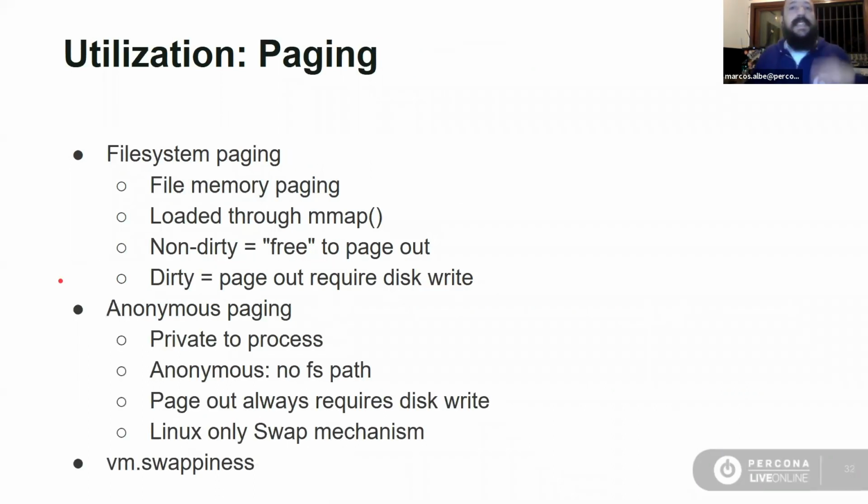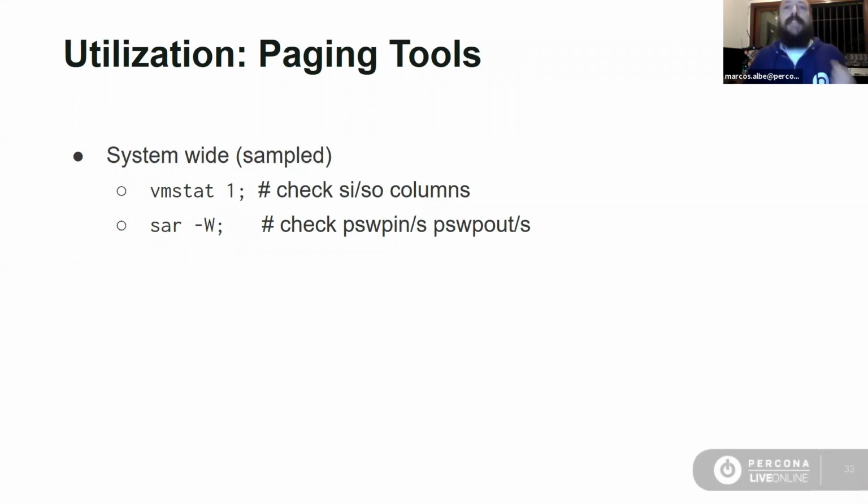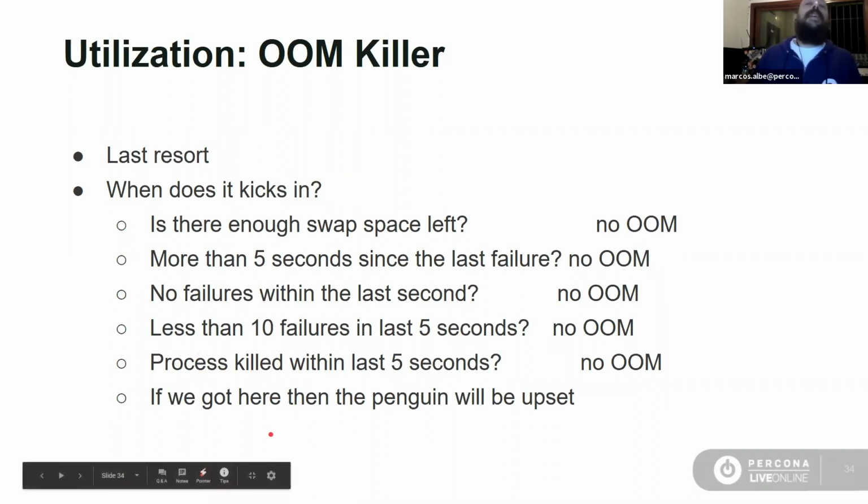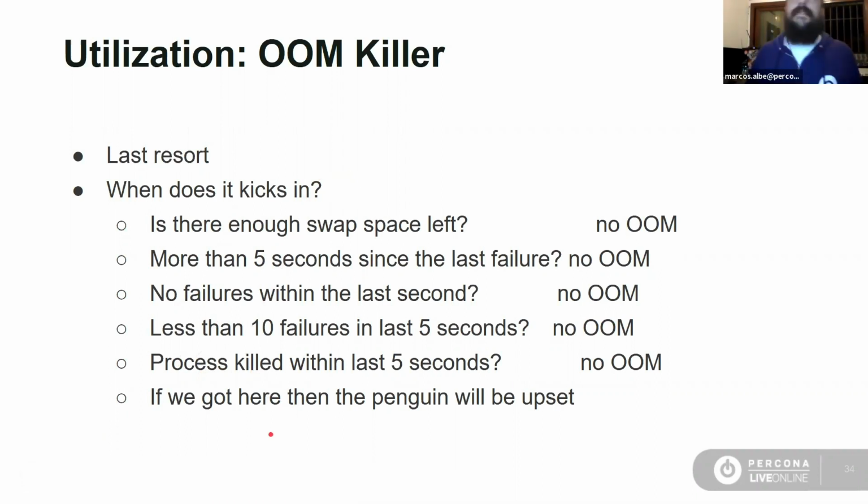All right, paging. This is what you see in vmstat under si/so. You can adjust the behavior with vm.swappiness. And sar -W is another way to look at paging. And let's go for more interesting stuff. These are the conditions under which OOM happens. Usually OOM happens because we really have a lot of memory pressure, which is the only reason you will hit all of these. I'm not going to read them. You can go through the slide very quickly.